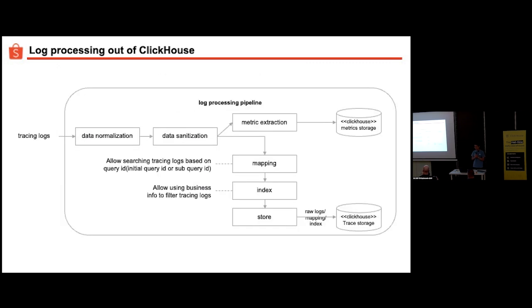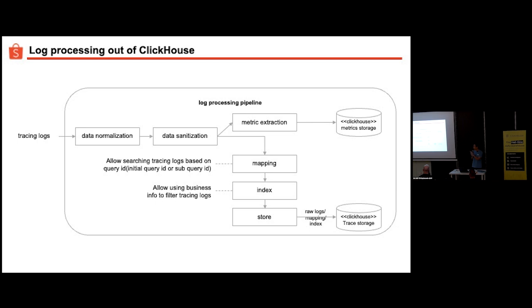For the log processing, there are several parts involved. The first is data normalization and data sanitization. Because we know that we can put a password in the URL to send to ClickHouse, if this information is kept in the logs, it is sensitive information, and we have to sanitize it. We also have some metrics that depend on the distributed tracing logs, and then mapping, indexing, and lastly, store.